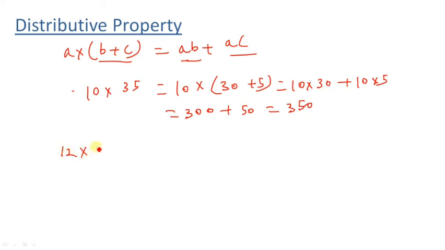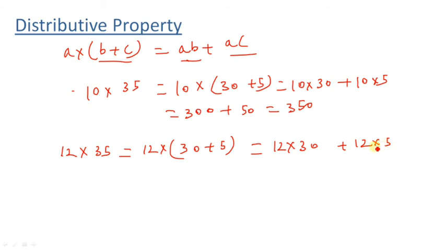Now to find 12 into 35, if we go with the traditional method, what we know, that will take a little bit long time. So we will express it in the form of distributive property. Now we know we can easily say whatever multiplied with 12, that we can easily say. But we have to write 35 in form of B plus C. It means we can write 12 into 30 plus 5. Now it will be distributed, 12 into 30 plus 12 into 5.